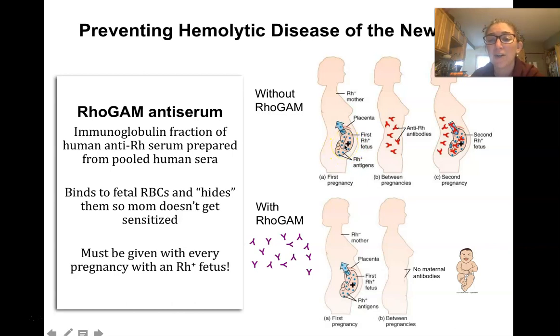All right, so when RhoGAM is given, RhoGAM is basically just anti-Rh antibodies. It's the same thing that the mom's body would produce, but it's a small dose of it. So they're given this shot of anti-Rh antibodies late in pregnancy, right before labor. I want to say somewhere in the 30-week range. It's definitely in the third trimester. Might even be more like 36 weeks. Maybe it's like 26 weeks.